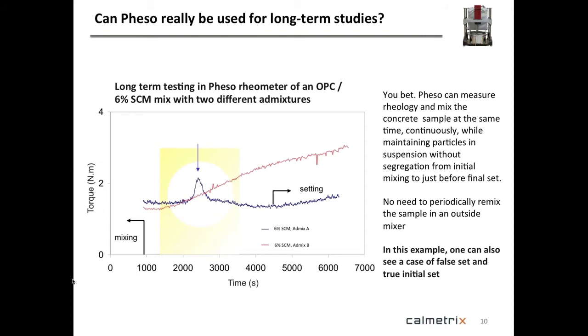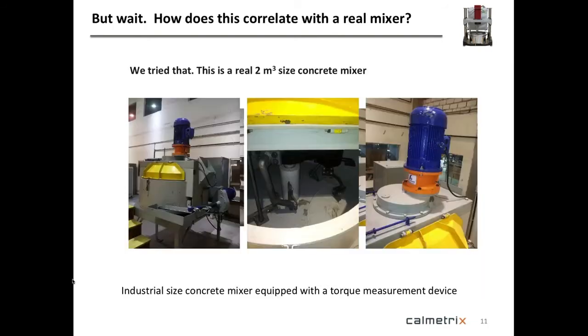The next question is, it's all very nice, we can indeed measure while we mix. However, how representative is this of the real world? Does it actually represent what really happens in a concrete mixer, in a full-size industrial concrete mixer? And we tested that too. So what we did, we took a 2 cubic meter size concrete mixer, which we consider to be industrial size, so it's rather large, and we retrofitted it with a torque measurement device.